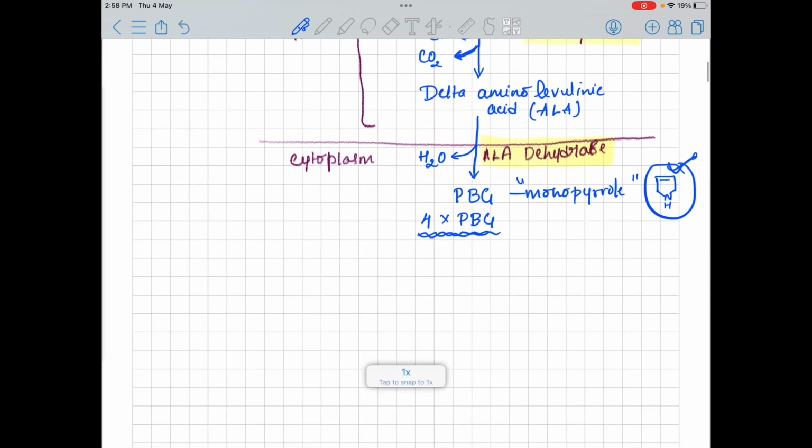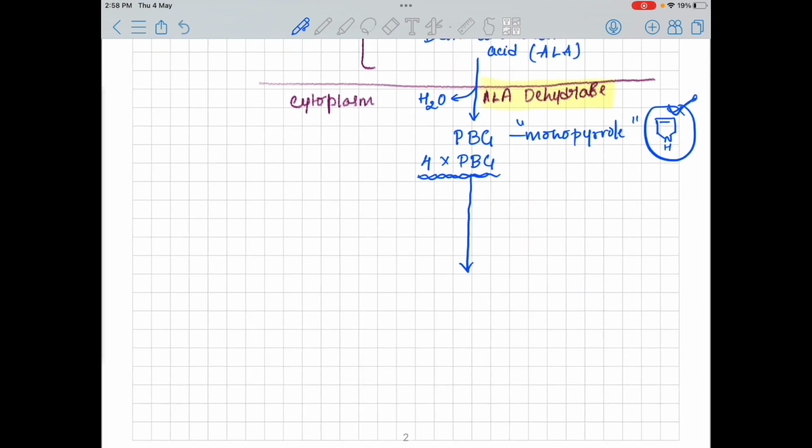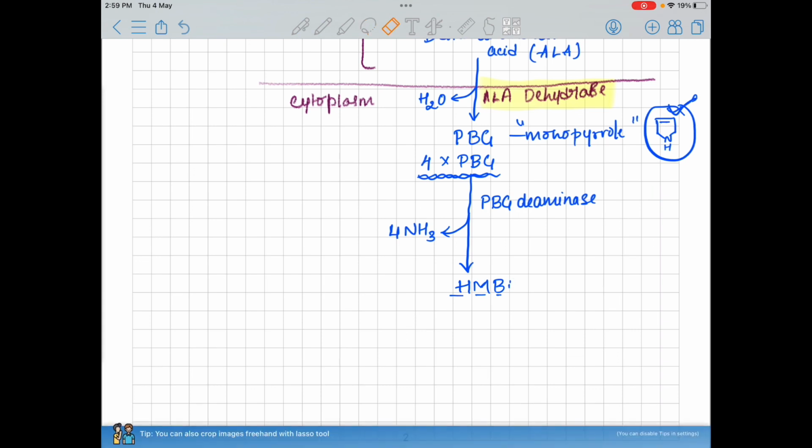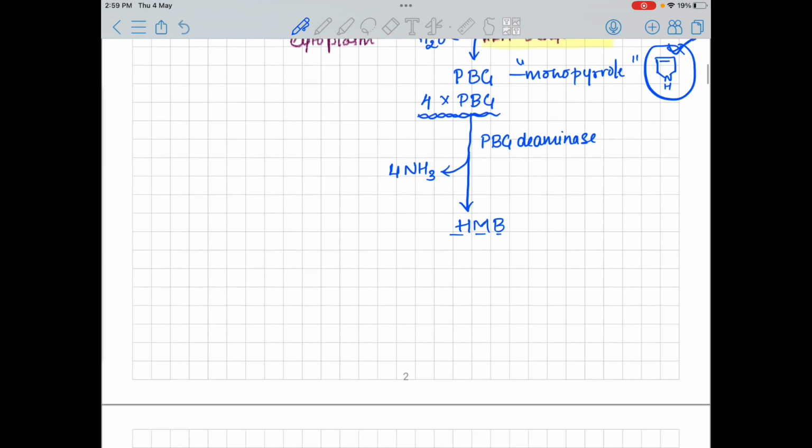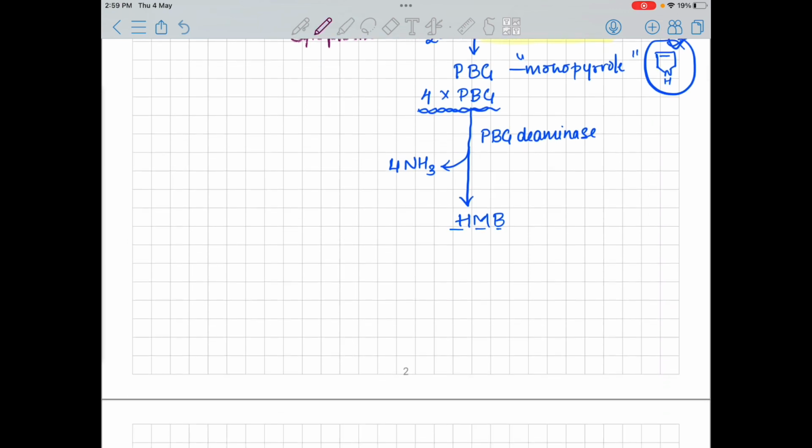After that, in the next step, 4 porphobilinogen are condensed together with the help of an enzyme, PBG deaminase. Deaminase means removal of ammonia; 4 ammonia groups are removed. This results in the formation of a structure known as HMB, hydroxymethylbilane. Bilane is spelled B-I-L-A-N-E. Now, HMB undergoes a spontaneous reaction.